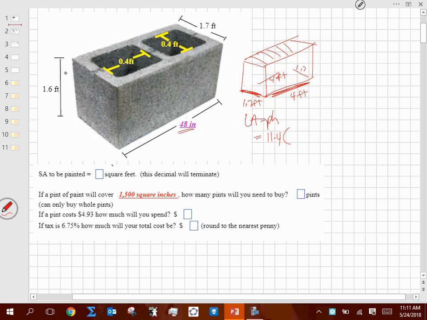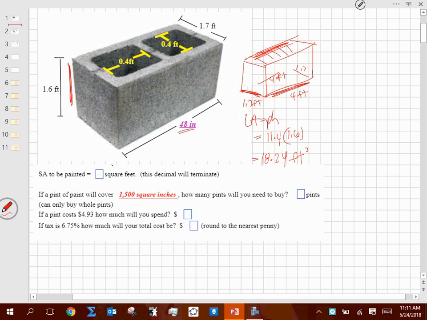Now H is this 1.6. So 1.6, I'll multiply these together. It gives me 18.24 feet squared, sorry, not inches squared, as my lateral area of this thing.